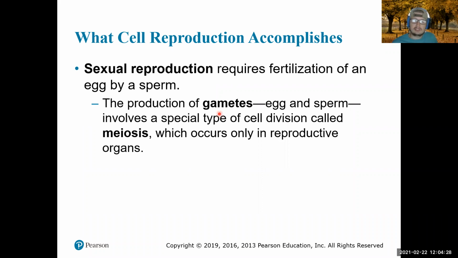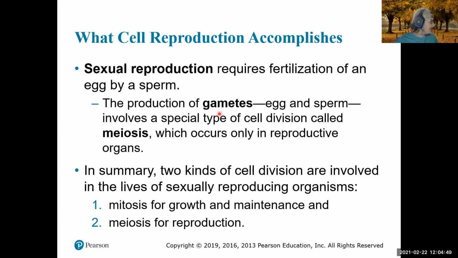And meiosis only occurs in your germline cells, so your germ layers. So only your reproductive organs. And so that would be your testes and your ovaries is where those cells would be generated.